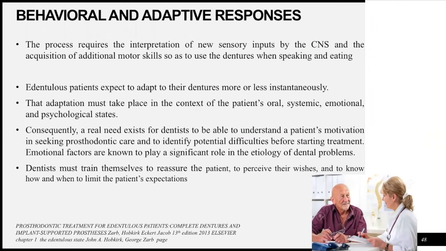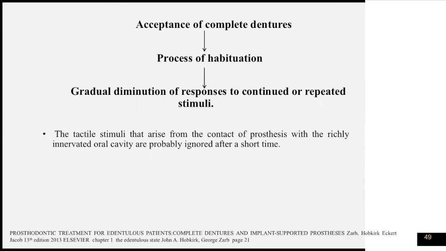Behavioral and adaptive responses. The process requires an interpretation of a new sensory input for the CNS and acquisition of additional motor skills so as to use a denture while speaking and eating. Edentulous patients expect to adapt to the dentures more or less instantly. This adaptation must take place in context with the patient's oral, systemic, emotional and psychological states. Dentists must train themselves to reassure the patients, to perceive their wishes, and to know when and how to limit the patient's expectations. The acceptance of the complete denture is a process of habituation and a gradual diminution of the responses to continued or repeated stimuli.